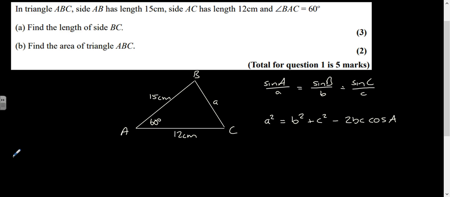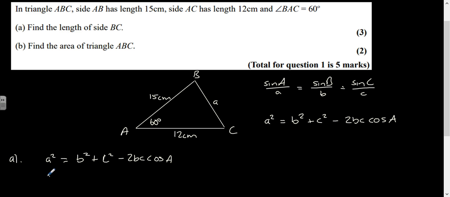Now, you're not given the cosine rule in the formula book. You need to know it. So I suggest you learn it and you practice it during this lesson. So we're going to use the cosine rule. A squared, and the more you write it out, the less likely you are to forget it, equals b squared plus c squared minus 2bc cos A.